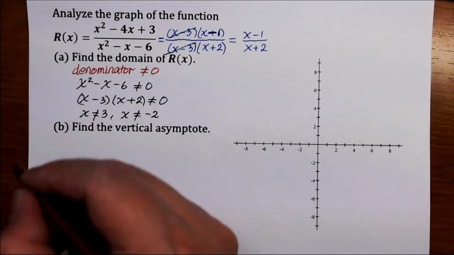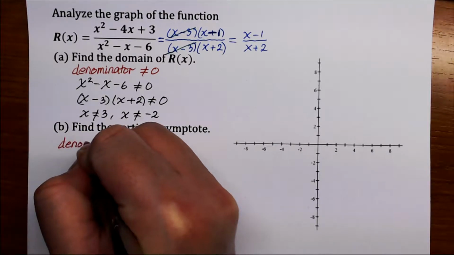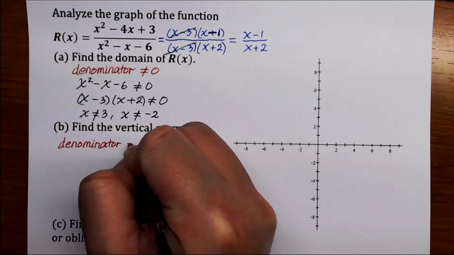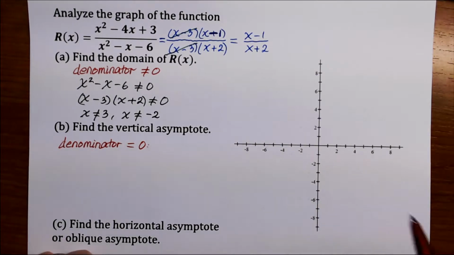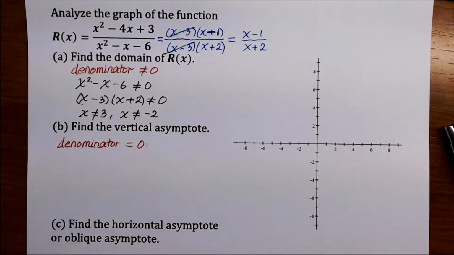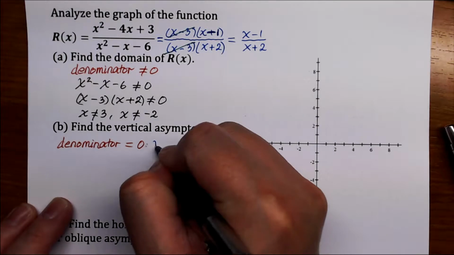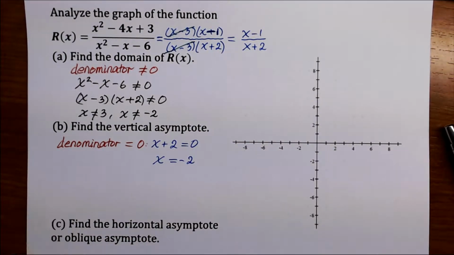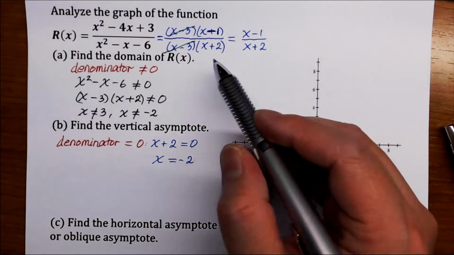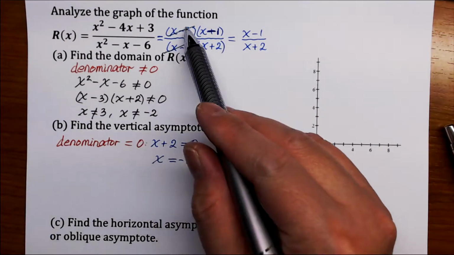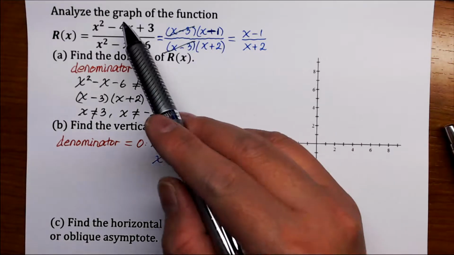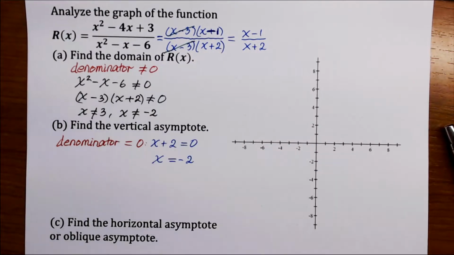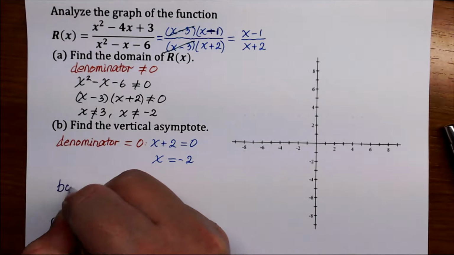And notice that even though the function can be simplified like that, the domain is still x not equal to 3 and x not equal to negative 2. Those functions are almost the same, except that here we can let x equal to 3, here we cannot let x equal to 3. Only thing different are those two. And the vertical asymptote will be the same for either function. So we'll find the vertical asymptote. We will let the denominator equal to 0.